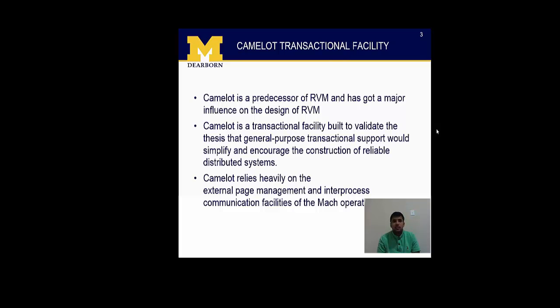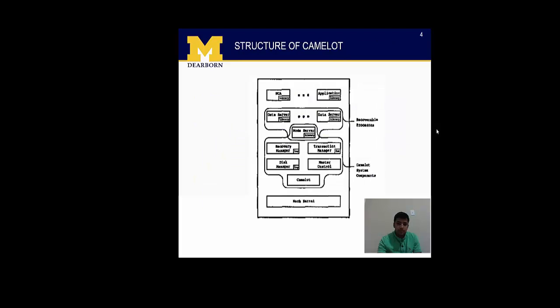CAMELOT is basically a transactional facility built to validate the thesis that general purpose transactional support would simplify and encourage the construction of reliable distributed systems. It relies heavily on external page management and inter-process communication facilities of an operating system named Mach. This figure in this slide gives a basic structure of CAMELOT. It gives you the complete internal structure of the CAMELOT transactional facility.